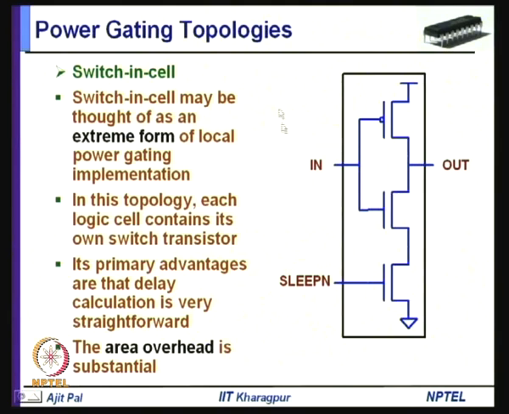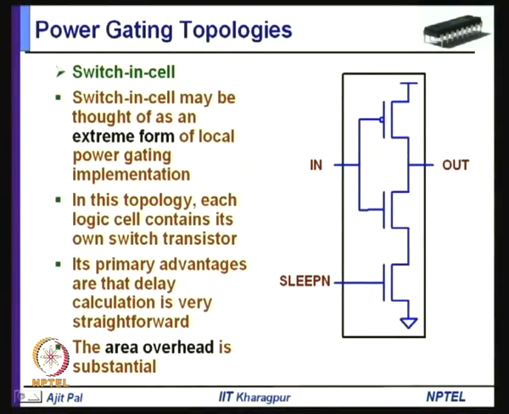However, whenever you use this approach, the area overhead is substantial. Each of the standard cells will have its own power gating hardware built in, so there is no sharing of power gating hardware. As a consequence, it will have large area overhead. However, timing analysis is very easy and it is easier to implement. So much for the topologies.